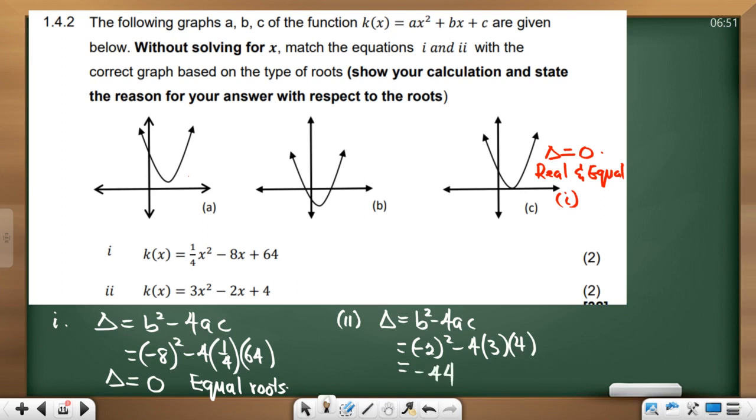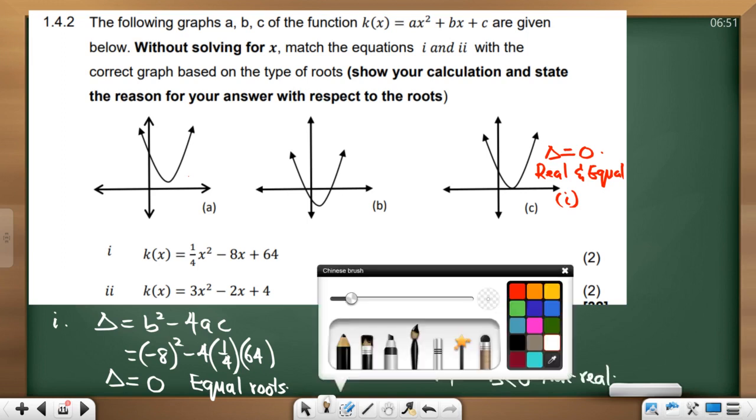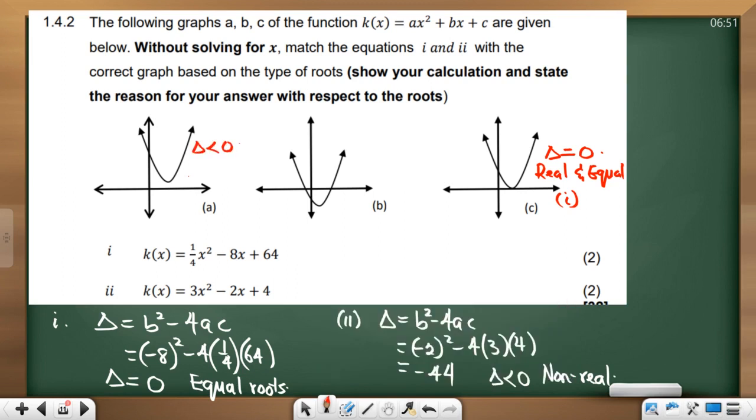Oh, my discriminant is negative. If it is negative, the discriminant is less than 0. The roots are non-real. If I were to solve this, I would get no solution. Your calculator would give you error. If it is non-real, my discriminant is less than 0. So these are non-real roots. So this is equation 2.